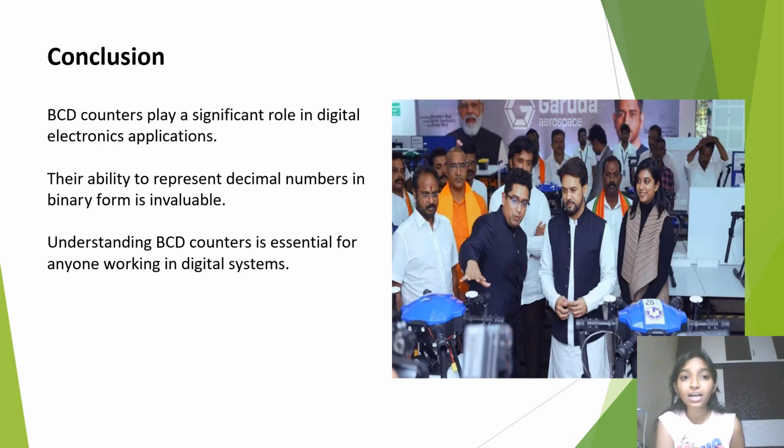Conclusion. BCD counters play a significant role in digital electronic applications. Their ability to represent decimal numbers in binary form is invaluable. Understanding BCD counters is essential for anyone working in digital systems.